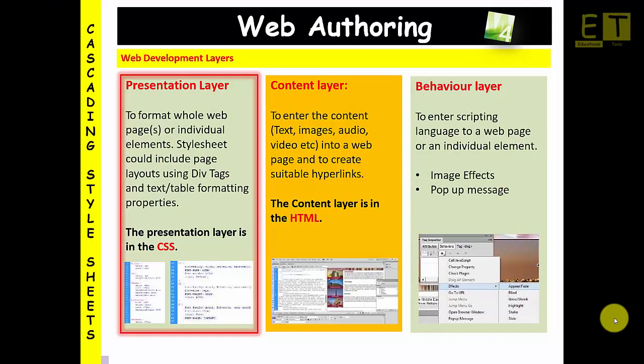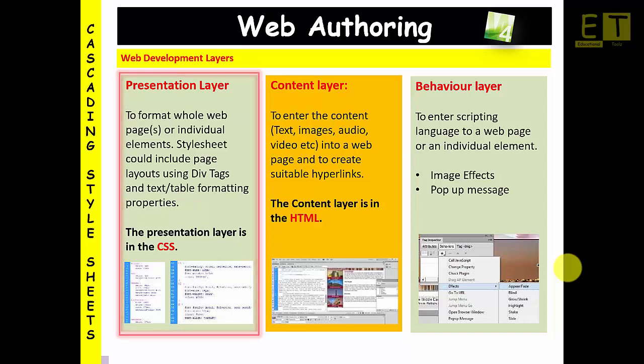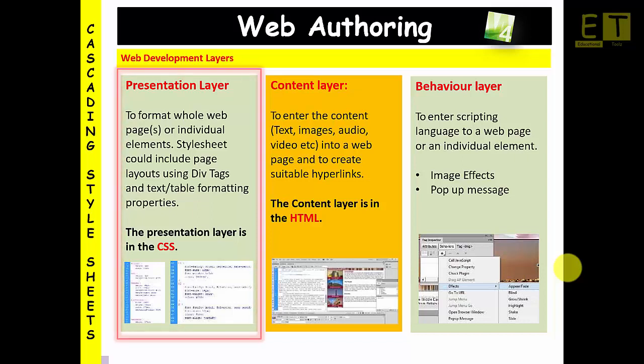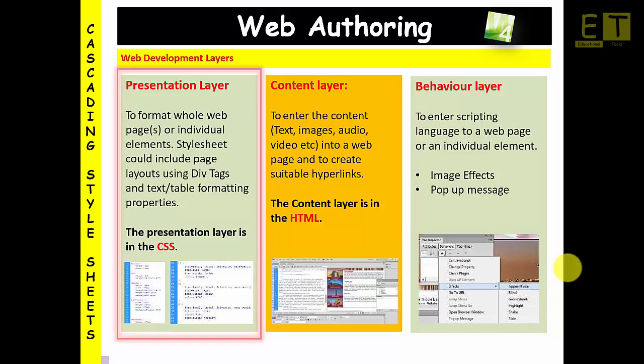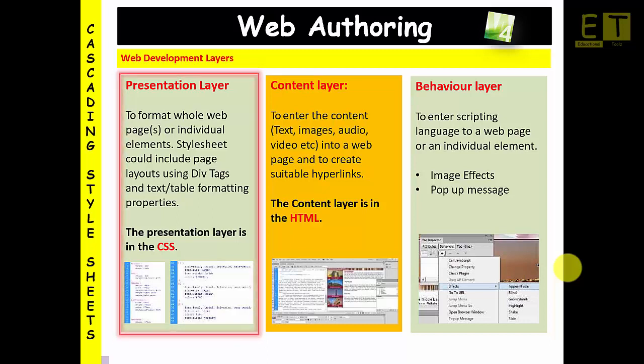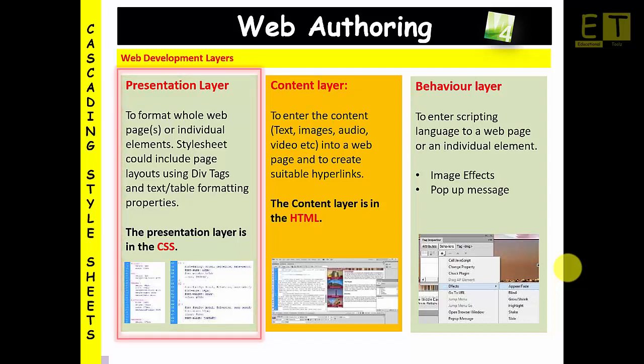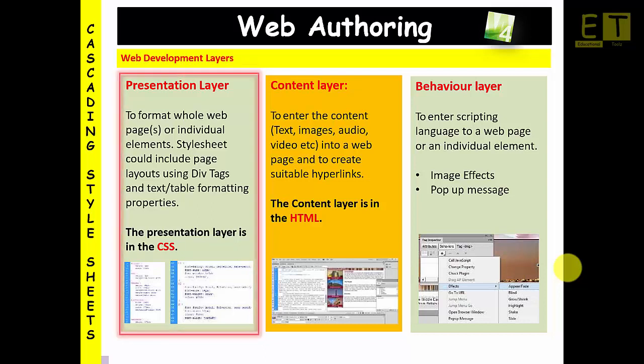In today's session we will be focusing on CSS, cascading style sheets, also known as the presentation layer. But before we get started, we are going to look at the three different types of layers: presentation layer, content layer and behavior layer. So presentation layer, to format whole web pages or individual elements. Style sheets could include page layouts using div tags and text table formatting properties. So basically, in simple terms, CSS is used to add color and to format your web pages.